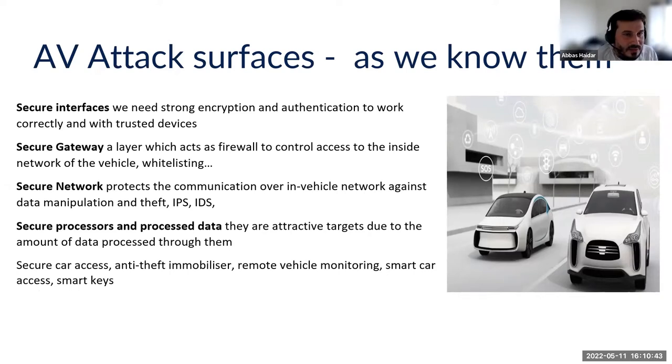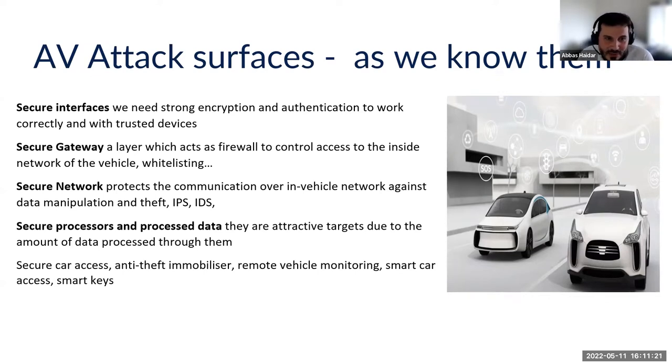What they are lacking at the moment, I'm not going to go into the bad and good, but I'm just going to say it quickly. We need strong encryption on them and authentication to work correctly with trusted devices. So we need to have secure gateways, which we are kind of lacking as well. I will get to this later on, which can act as firewalls. We say this car can talk to that car and this car can talk to a roadside unit, which is connected to a trusted authority.